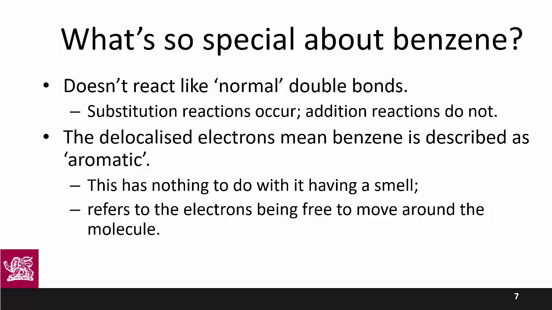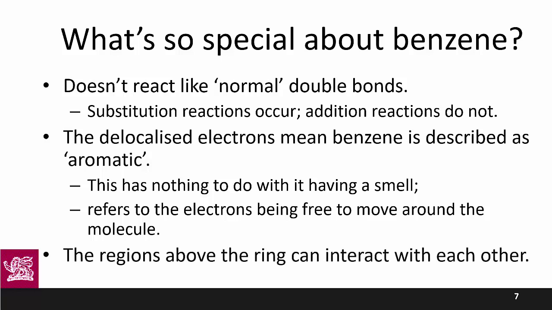There are other molecules that are aromatic. We'll talk briefly about some of those examples in this course, but most of them you'll run into at university if you go on to study chemistry. As I mentioned earlier, those regions above the ring can interact with each other, so the region of high electron density on one side of the ring can interact with a region of lower electron density on the other side of the ring, and this is what we see in graphite.